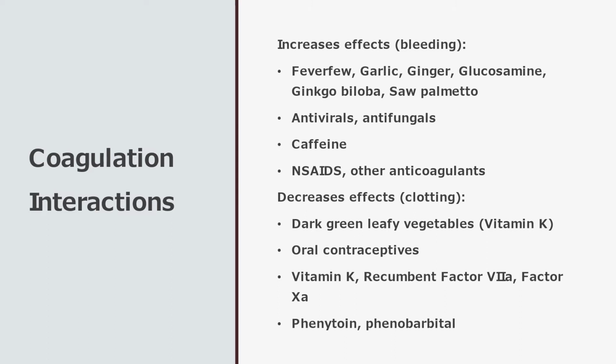Dark green leafy vegetables, oral contraceptives, anything with vitamin K, recombinant factor 7A or factor 10A, of course, specific to their medications. And then phenytoin and phenobarbital are going to decrease the effects. So we're taking it for a reason. And so if we're going to take something else to decrease the effects, then why are we taking this medication? So make sure that especially females are aware with taking oral contraceptives.